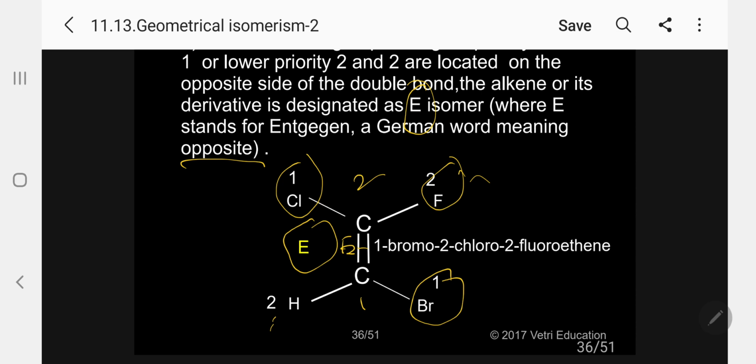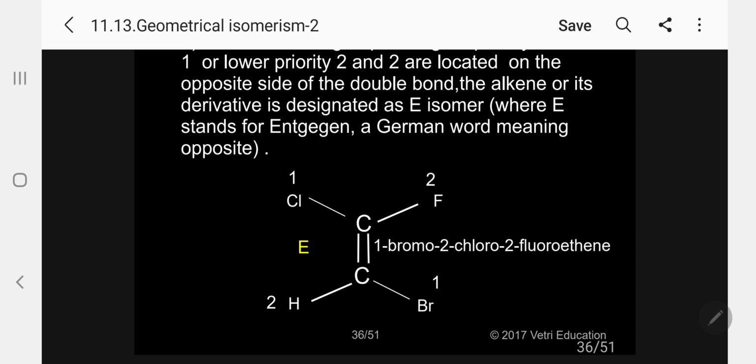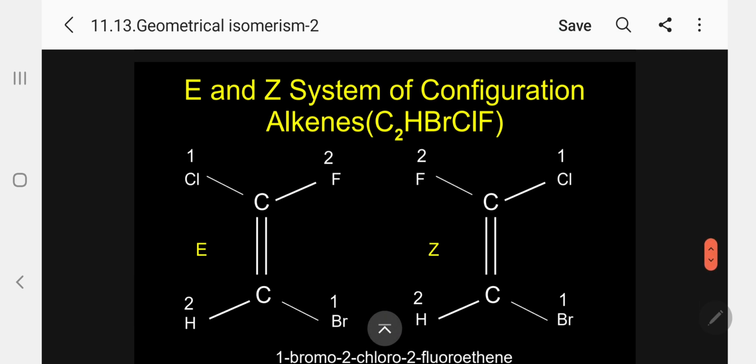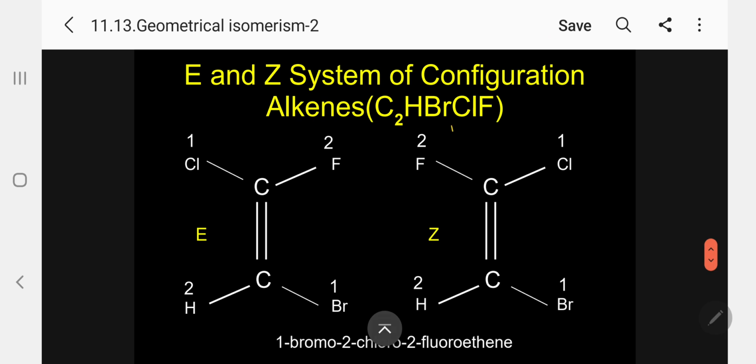Please follow. By using these rules, I am going to discuss examples for this compound, C2HBrClF. How many isomers are possible? Normally in IIT and NEET, this type of question will be asked. Not necessarily will they give H, Br, Cl, F. They can even give methyl, ethyl, propyl groups, or different atoms.